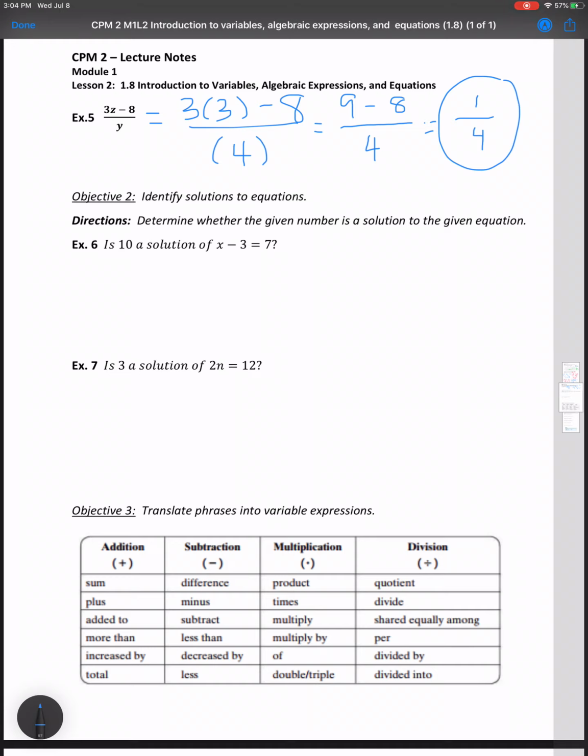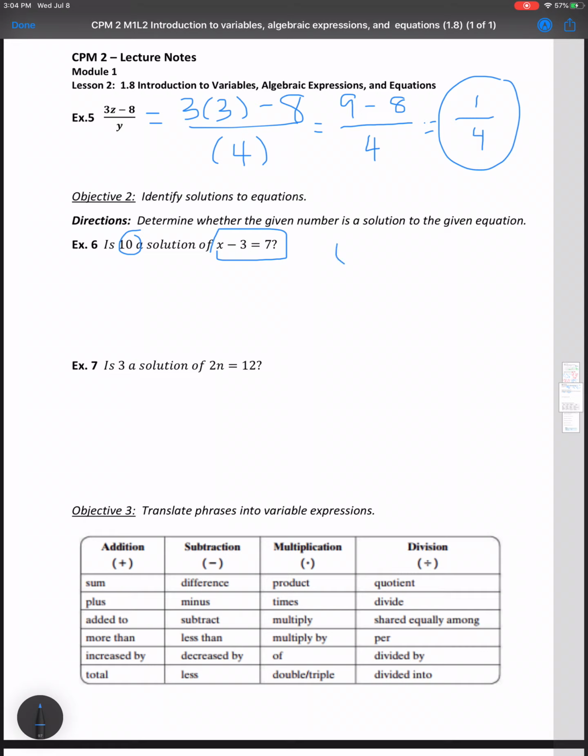Okay, objective 2, identify solutions to equations. So they want us to determine whether the given number is a solution to the given equation. So example 6 asks, is 10 a solution of this equation right here? So what we do, and this one's a more basic one, so I know you don't have to, but they will become more difficult, so you'll want to know how to do this.